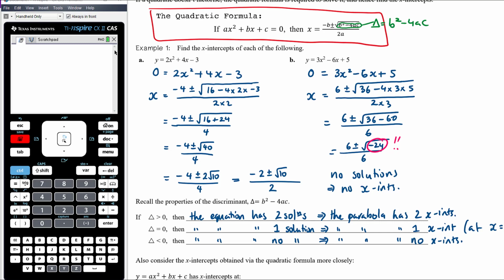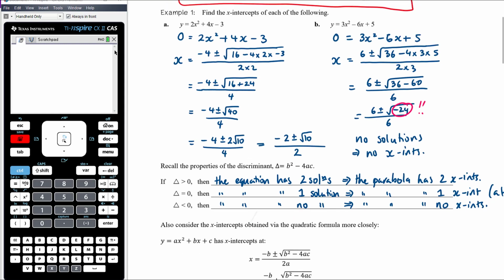Okay. So again, discriminant helpful, possibly a good idea to calculate the discriminant first. Then if it is positive, you straight away can go straight to this line of working with your quadratic formula. If it isn't, then you don't need to go any further.